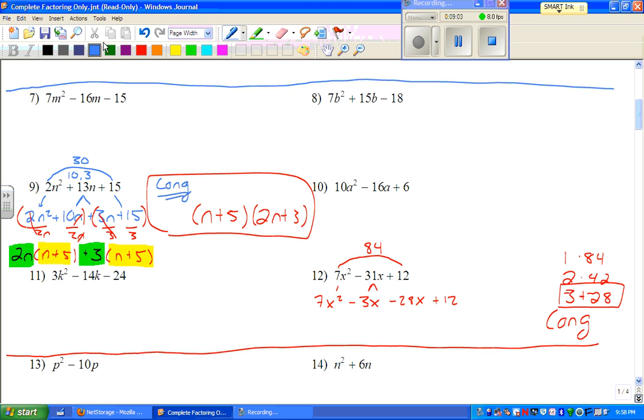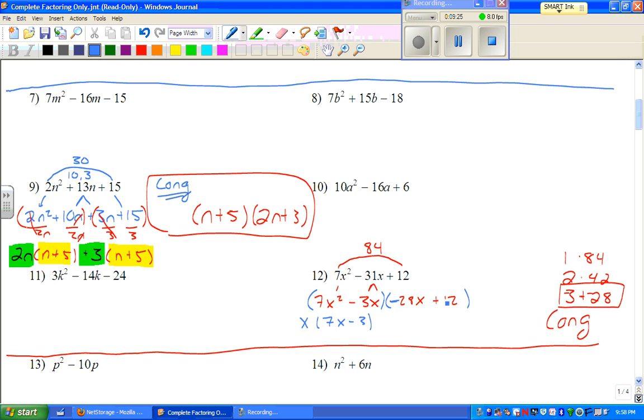Alright, same way. Now that I have 4 terms, I'm going to group them. Make sure that negative is inside the parentheses when you group them. What can you take out of the first two? These first two terms, I can only take out an x. And if you take out an x, you're going to be left with 7x minus 3.